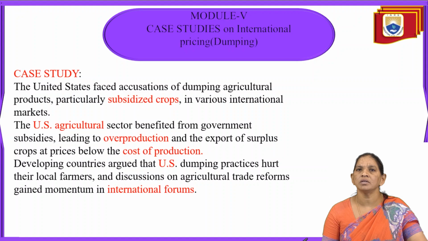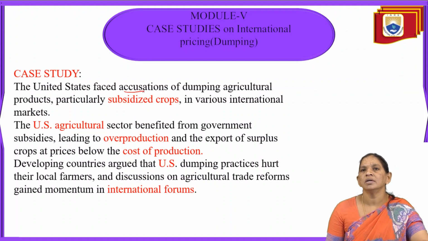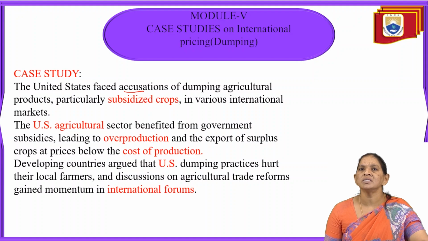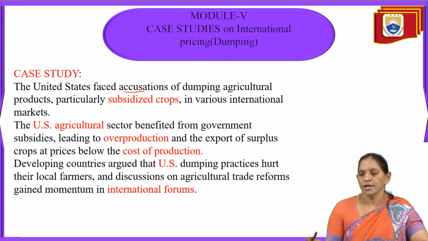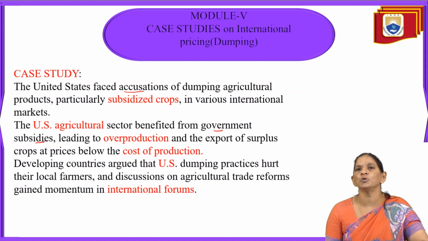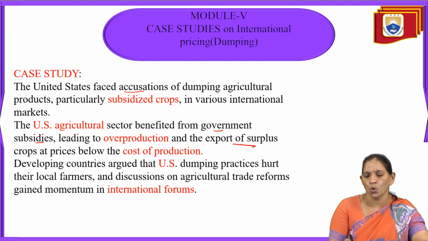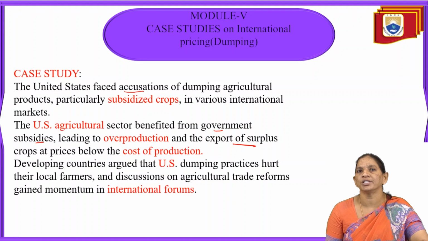The first case study under dumping relates to the United States, which faced the accusation of dumping agricultural products. Means at an international level it was accused of dumping a lot of agricultural products, particularly subsidized crops, in various international markets. How did the US agricultural sector benefit from government subsidies, leading to overproduction and the exporting of the surplus at a price below the cost of production? Means by getting subsidies from the US government, these agricultural industries produced a lot of goods, and the excess goods were sold in the external market at a lower price than the cost of production, due to the subsidies from the US government.